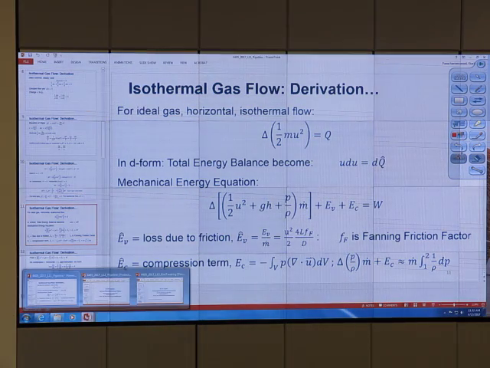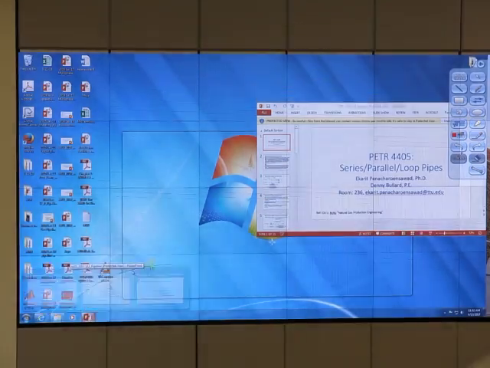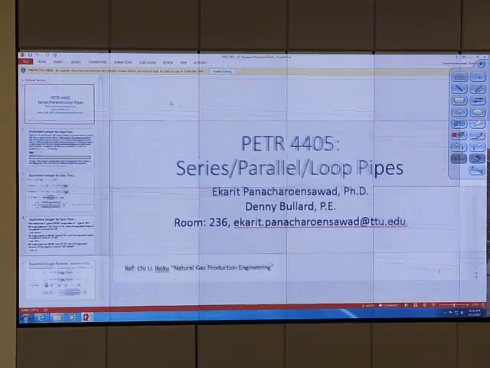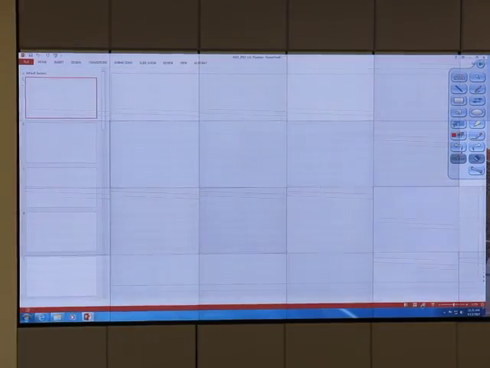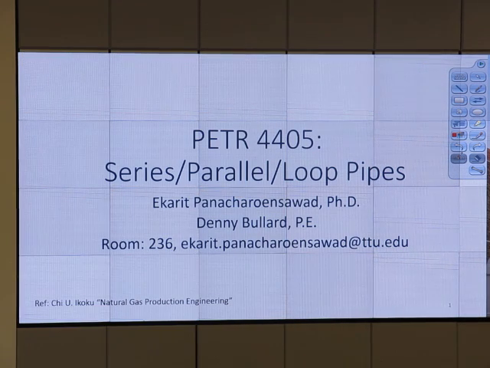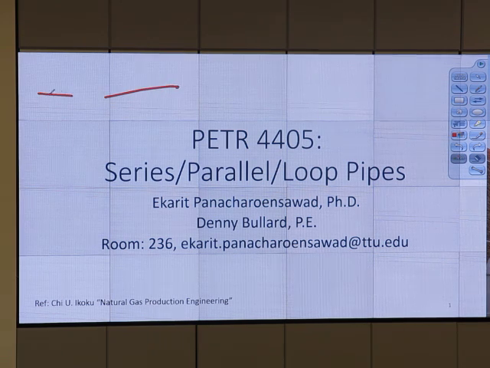So now you know everything for the quiz. Let's do another pipeline topic. Series, parallel, and loop pipe. What do we do if we put it in series? What do we do if we put it in parallel? What do we do if we have this pipe?